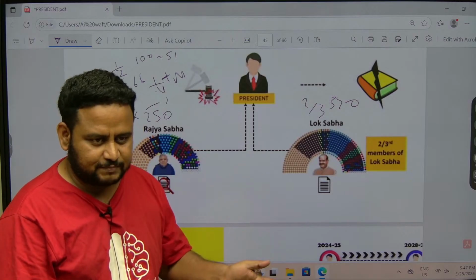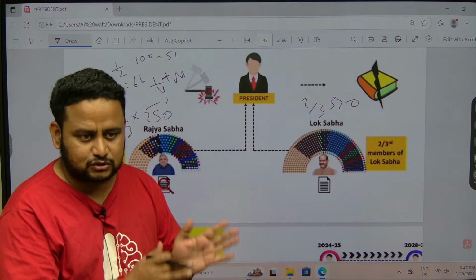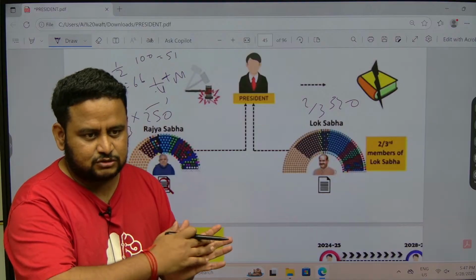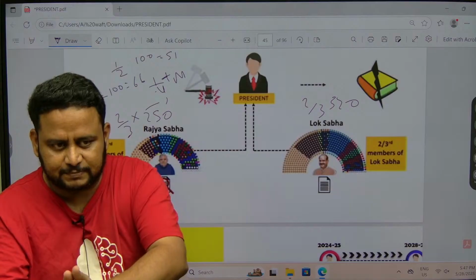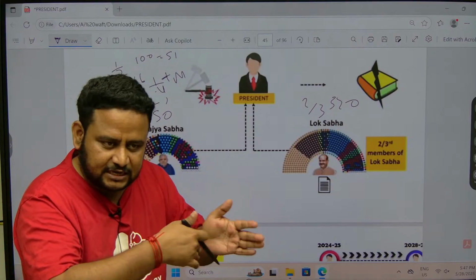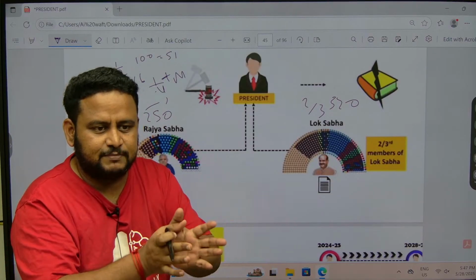First, 1/4 of the members of either Rajya Sabha or Lok Sabha should sign it. Then the charges should be passed on to the other house. If it is Rajya Sabha, it will pass on to Lok Sabha. If it is Lok Sabha, it will pass on to Rajya Sabha. There also they have to sign it. Then the president will be called for inquiry or whatever.